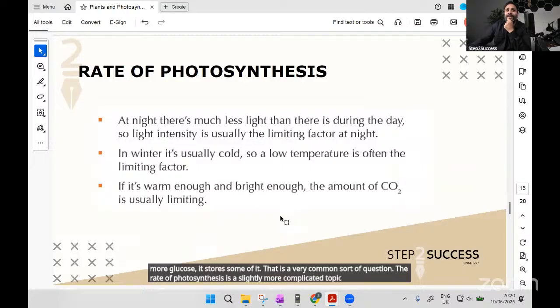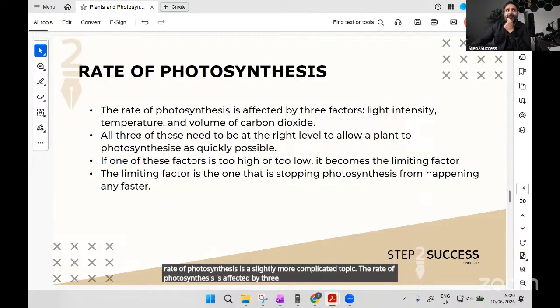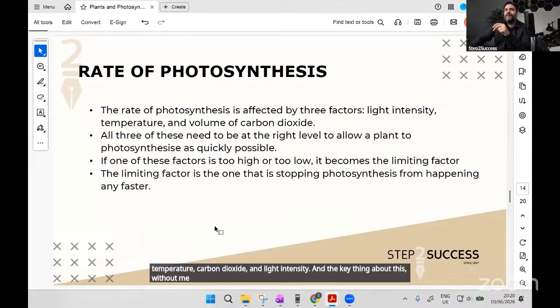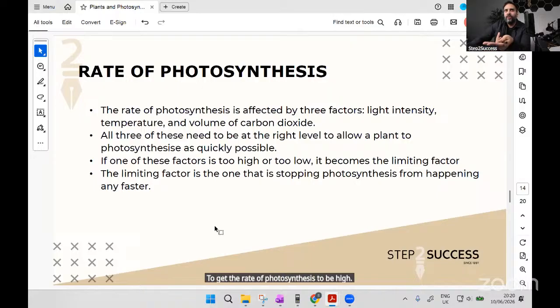The rate of photosynthesis is affected by three things: temperature, carbon dioxide, and light intensity. And the key thing about this, without me going into too much detail, is that all three of them need to be high to get the rate of photosynthesis to be high. It's no good if it's just two of them.